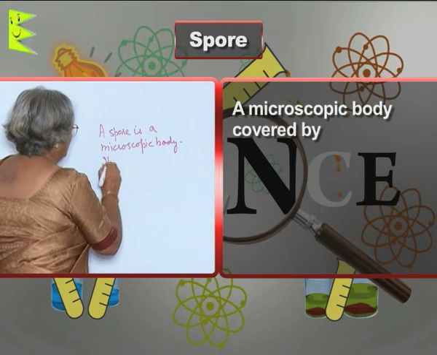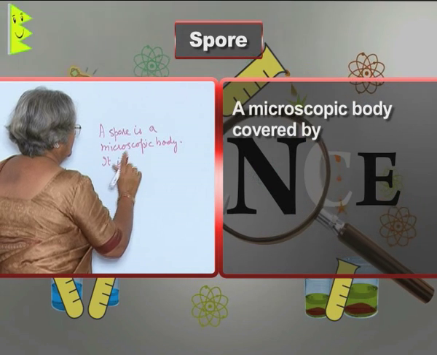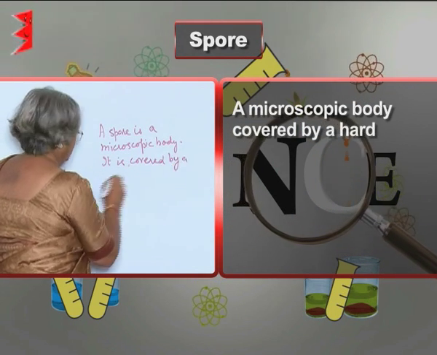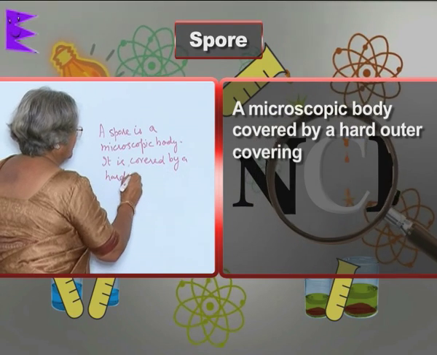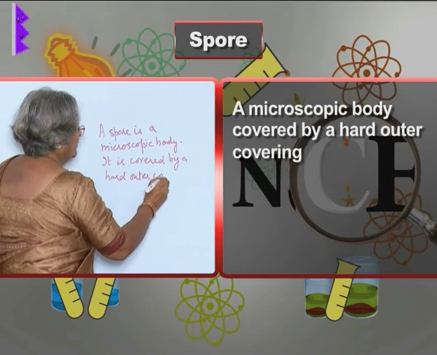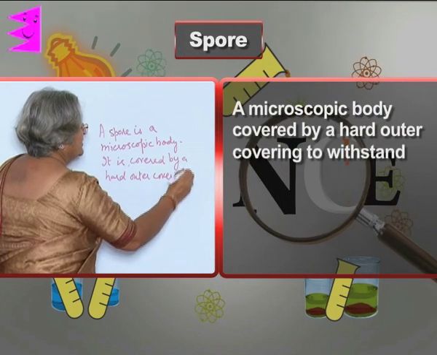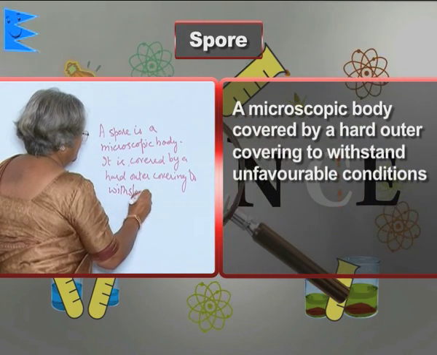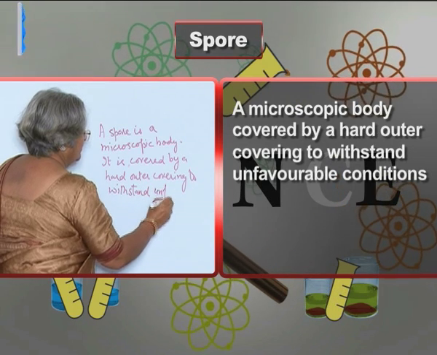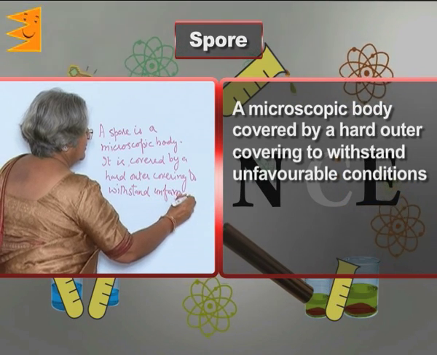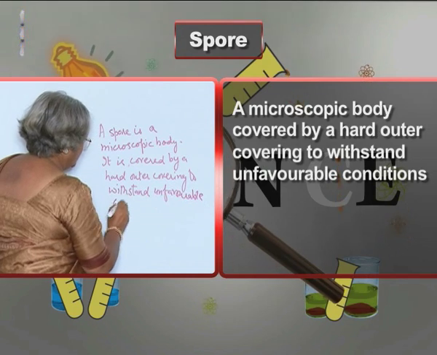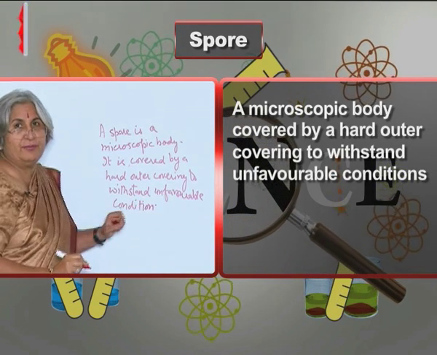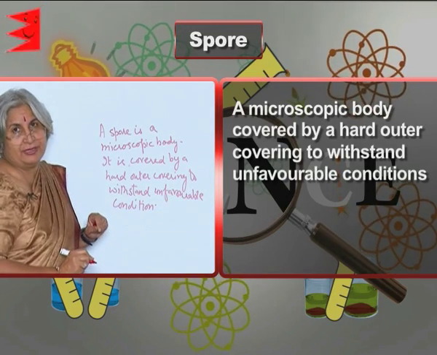it is covered by a hard outer covering to withstand unfavorable conditions. So, you see, spores not only help in reproduction, they also help to withstand unfavorable conditions.